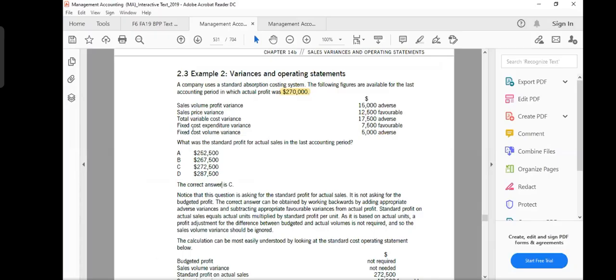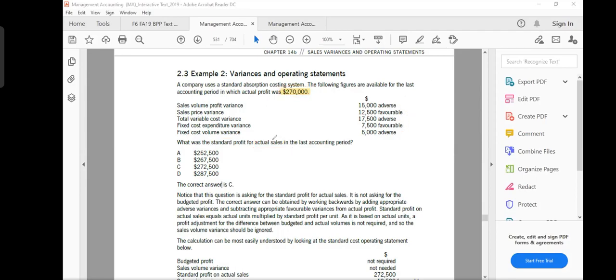Now I go back to the question again. So what it says in the question, now you can read it better. It says what was the standard profit for actual sales, which means the actual sales volume, but profit based on standard in the last accounting period. So this is the question we have to calculate. We have got 270,000 actual sales, actual profit is 270,000. But then we do have sales price variance and we do have sales volume variance. And then of course some cost variances as well.